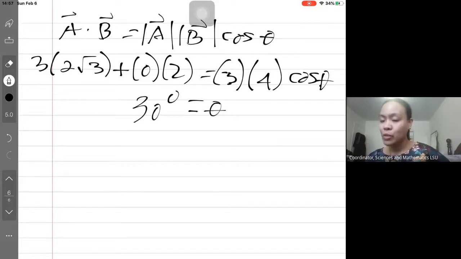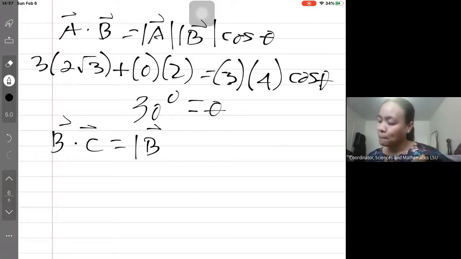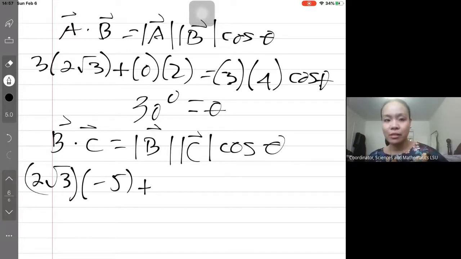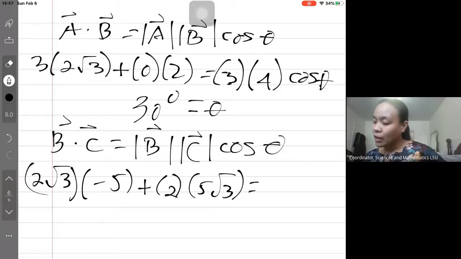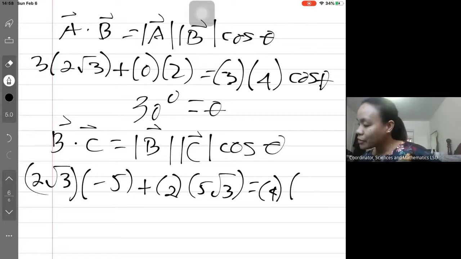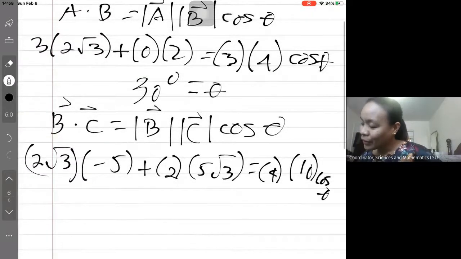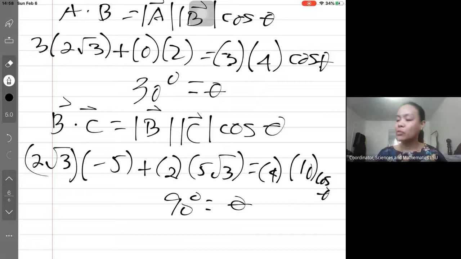And finally, between B and C, wherein we have the magnitude of B times the magnitude of C times cosine theta. For B, we have 2 square root of 3 for i times negative 5, plus 2 times 5 square root of 3. And the magnitude of B is 4, times the magnitude of C is 10, times cosine theta again. So theta is 90 degrees. That is between B and C.